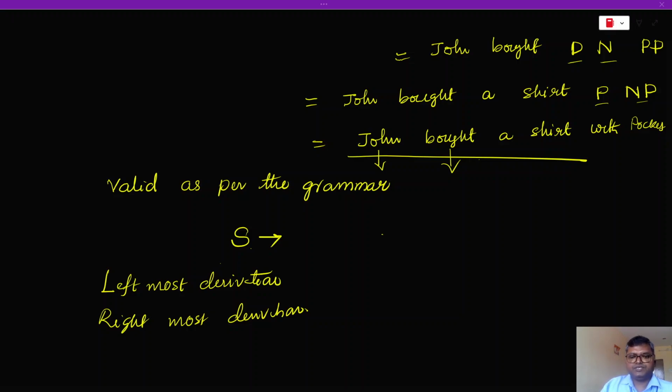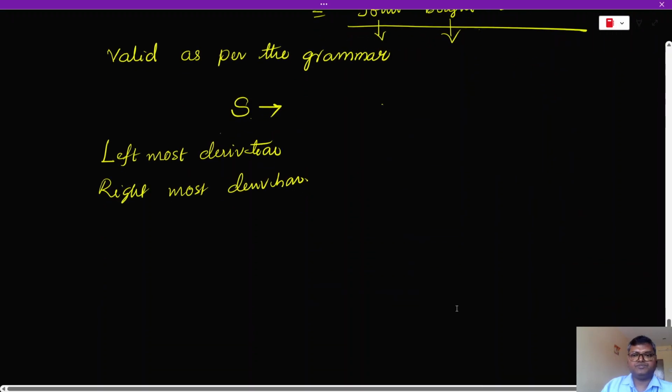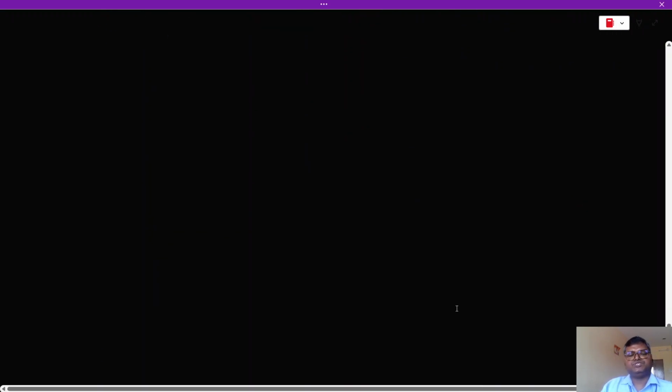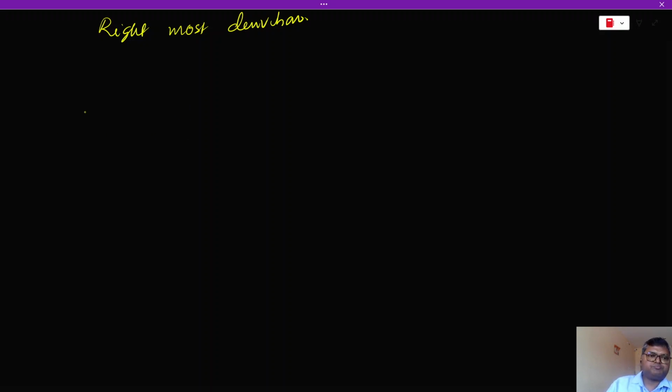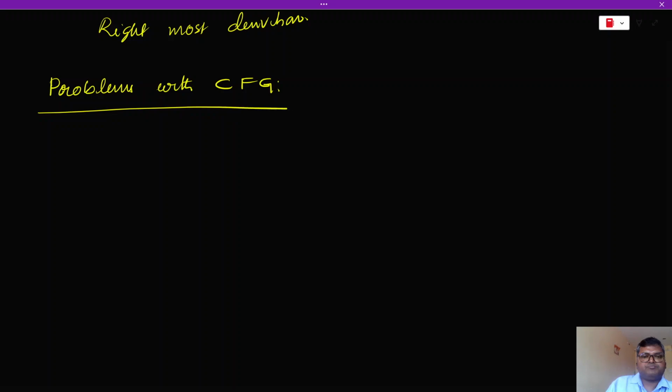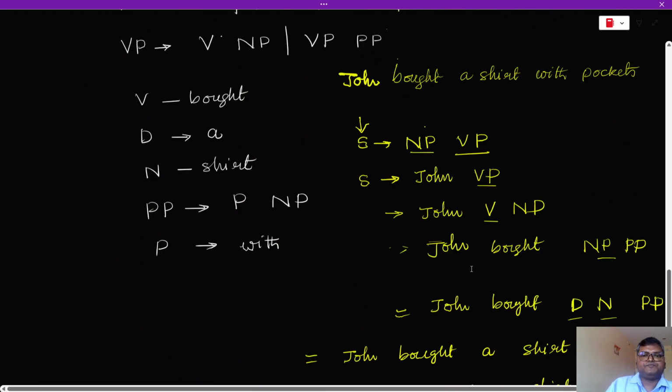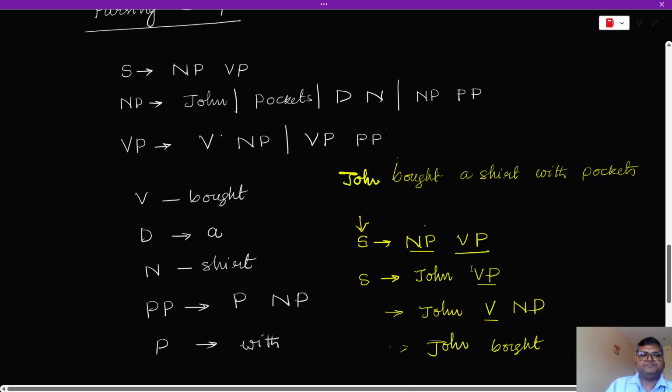So we have seen that parsing with the CFG is very valid and very efficient. But there are certain problems with parsing, problems with CFG. Now let us take the same example, same grammar, what we have done here.